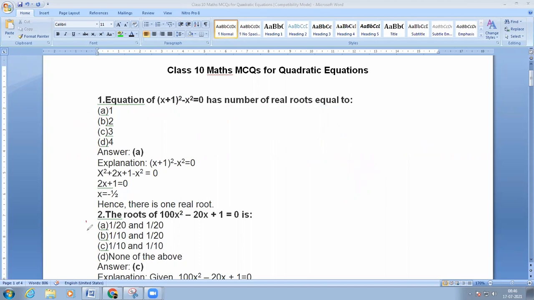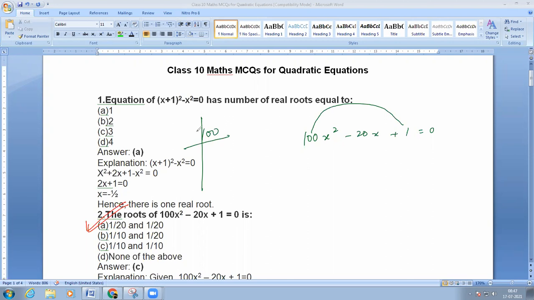Question number 2. Here it has been asked what the roots of the equation will be. So we have to solve the equation 100x square minus 20x plus 1 is equal to 0. Now we can solve it by splitting the middle term. So we multiply 100 with 1. So what do we get? 100.